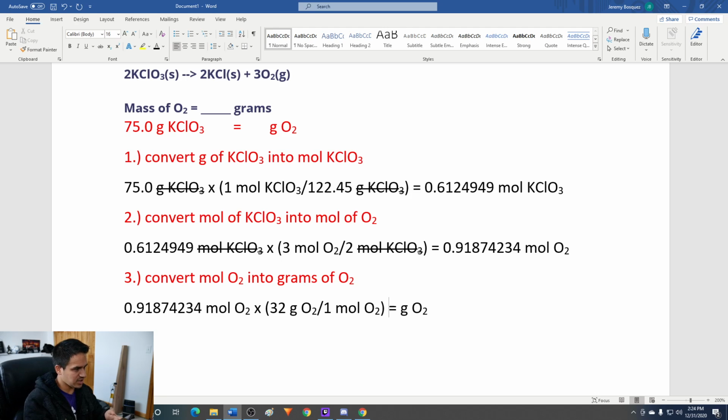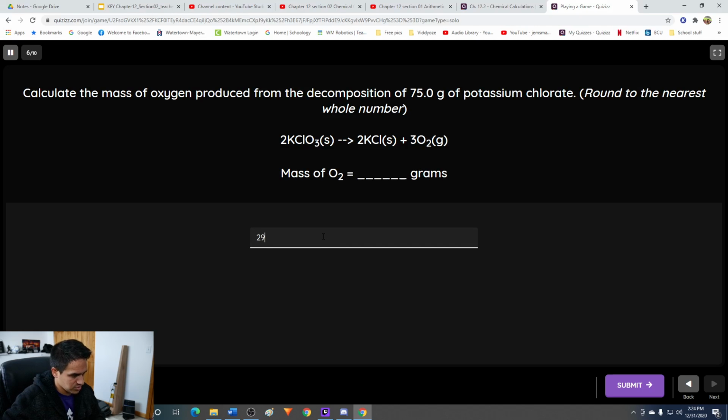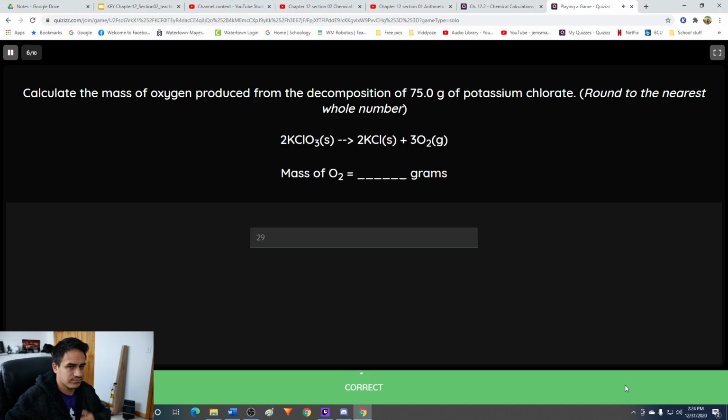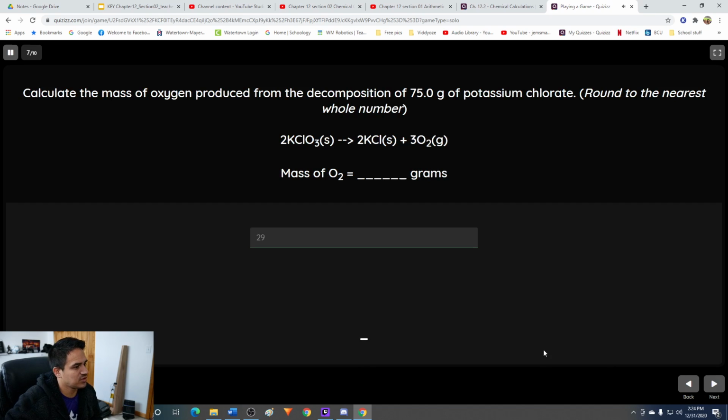We're basically going to take that first number, 0.91874234, and multiply it by 32. It does say round to the nearest whole number, so we're going to round this. My calculator tells me 29.399 something or other. We're just going to round this to 29 grams of O2. Okay, 29 grams. All right, we're on a roll.